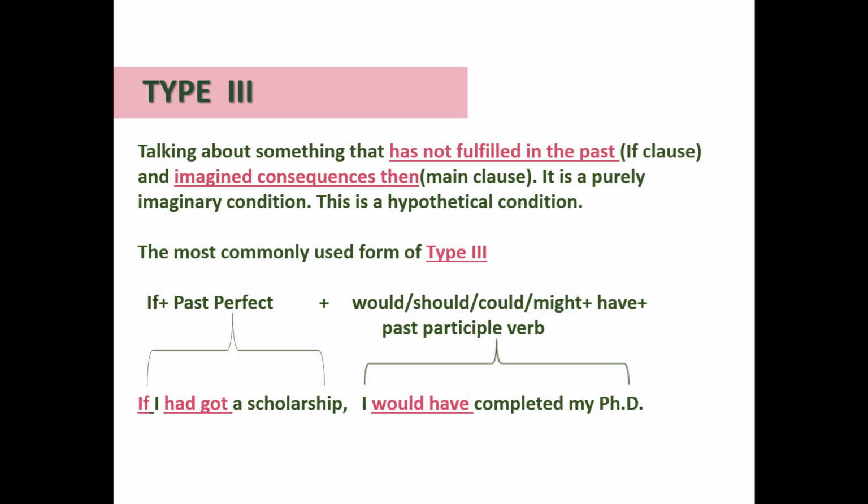Now the third type of conditional, which is very important, and often we use this kind of conditional sentence when we are talking about something which has not happened in the past, right? As it is also written on the screen, I'm reading it out: talking about something that has not been fulfilled in the past. In the if clause we talk about such events, and imagined consequences then, right? Then means at that time what could be the result, in the main clause.